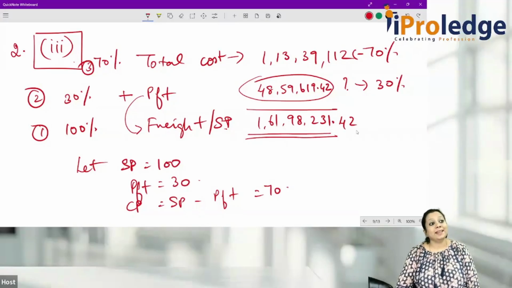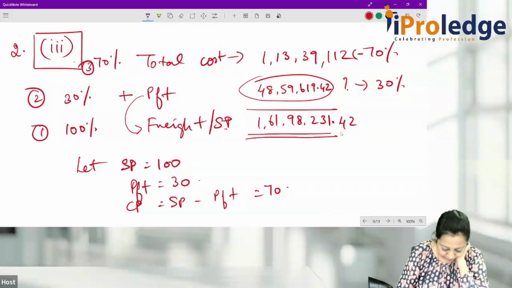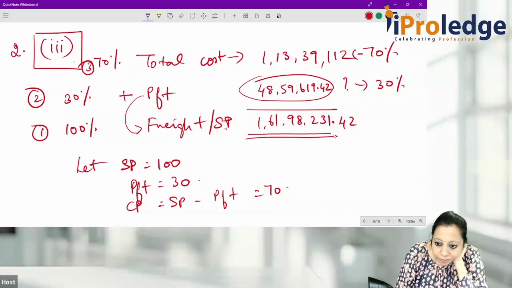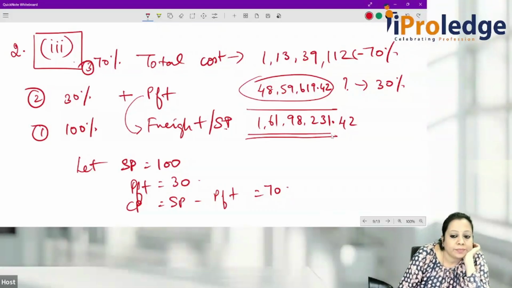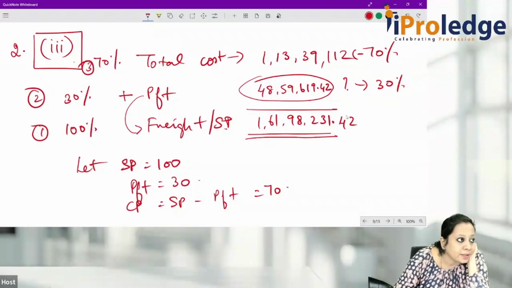So we want the ton kilometer in this. So that also we will calculate. 339 divided by 48. 1,61,098.731. Is it 731? Okay.